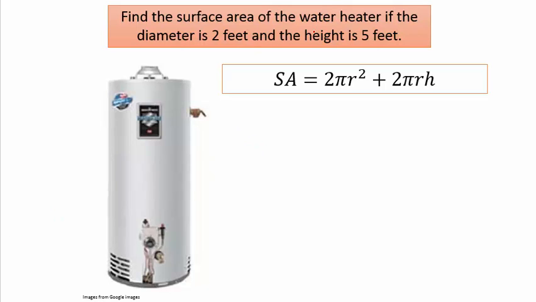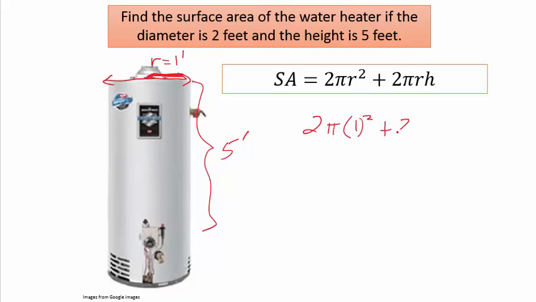Okay, let's find the surface area of this water heater if the diameter is 2. So if this diameter is 2, that means our radius is 1, because the radius is half of the diameter. And it says the height is 5 feet. So we have 5 feet for the height, a radius of 1 foot. So we're going to go 2 times pi times radius squared plus 2 times pi times radius times height.